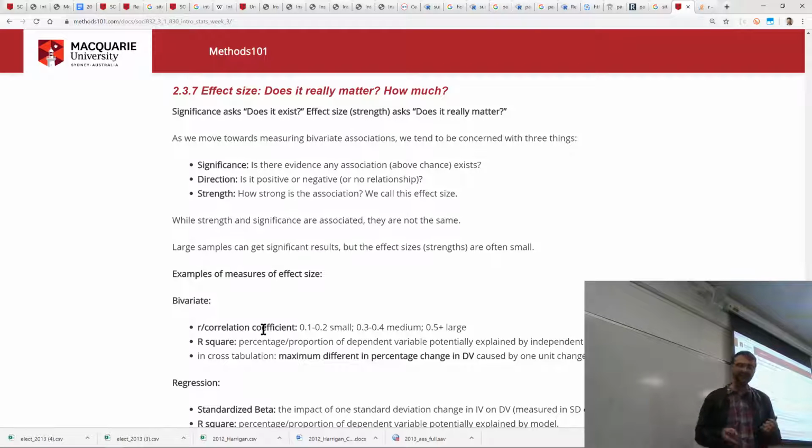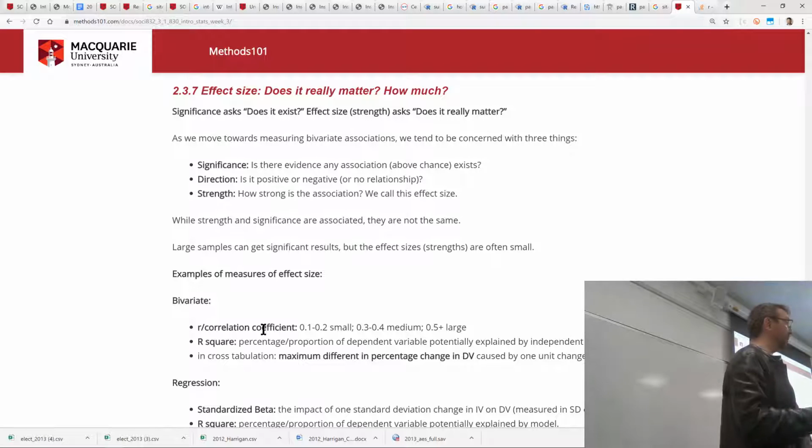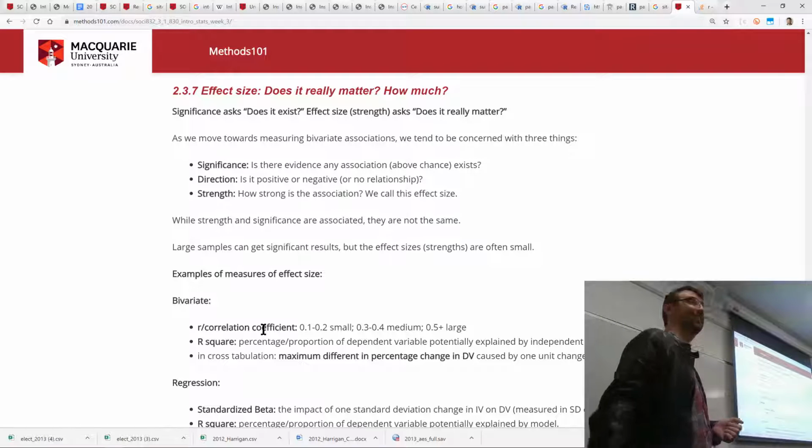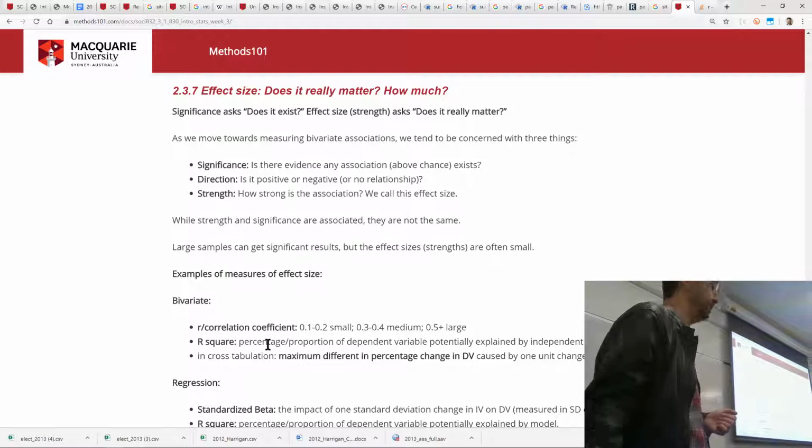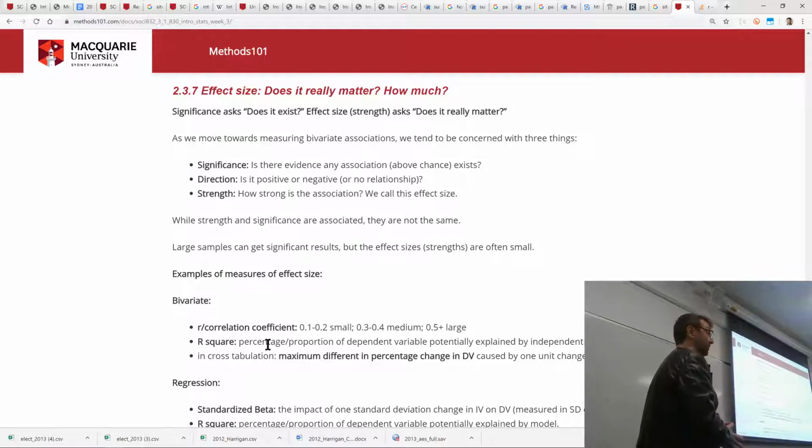So the thing is that things can be significant and not matter hardly at all. Particularly once you get really big sample sizes. So you can see that the standard error starts to drop precipitously as you get bigger and bigger sample sizes, right? And that would mean that more and more stuff starts to become significant, even if it's a very small effect.